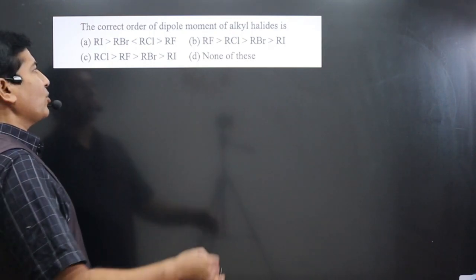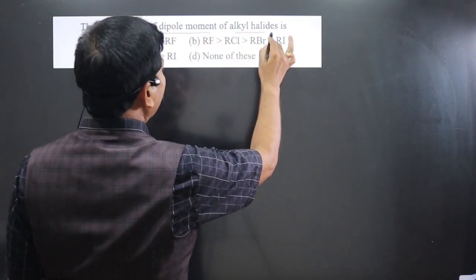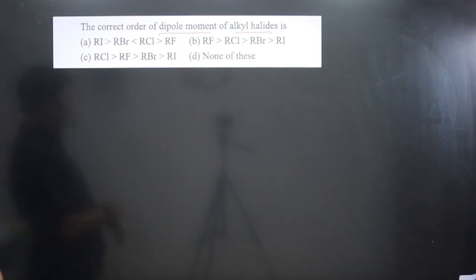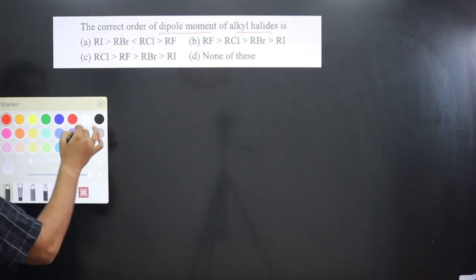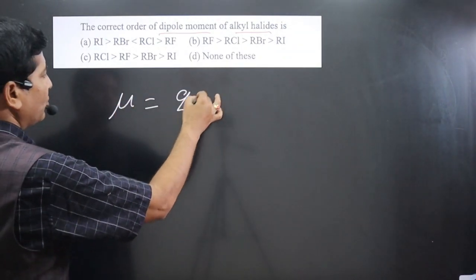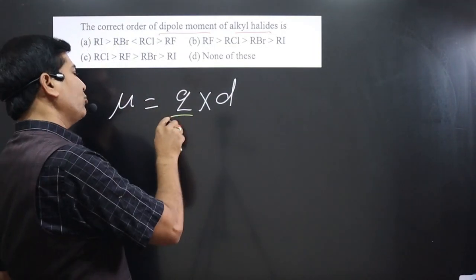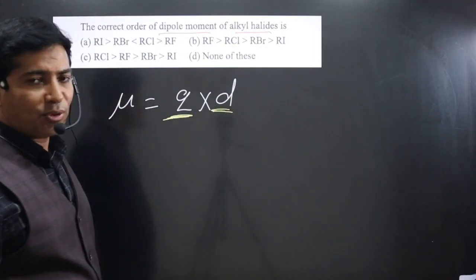The question says: the correct order of dipole moment of alkyl halides is. We have to find the order of dipole moment of alkyl halides. About the dipole moment, we have learned that dipole moment μ is equal to q into d. Dipole moment depends on the magnitude of the charge as well as the distance between the atoms.